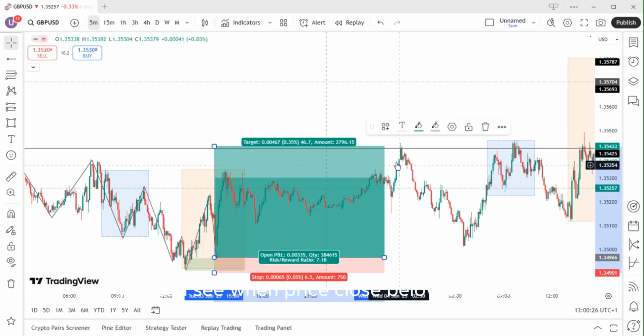You can see when price closed below this zone. This was what was responsible. When price closed below this, after that, the next day the price continued moving. I will not bore you with more examples.